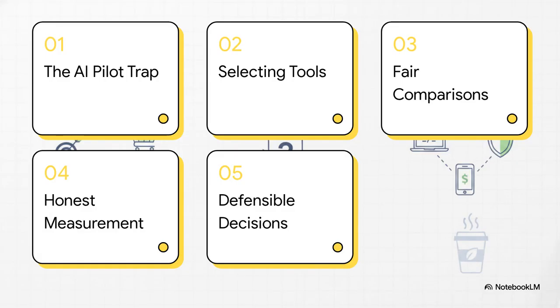All right, here is our roadmap for today. First, the AI pilot trap. Then, selecting the right tool, designing a fair comparison, guardrails and honest measurement, and finally, making a defensible decision. Let's just dive right in.